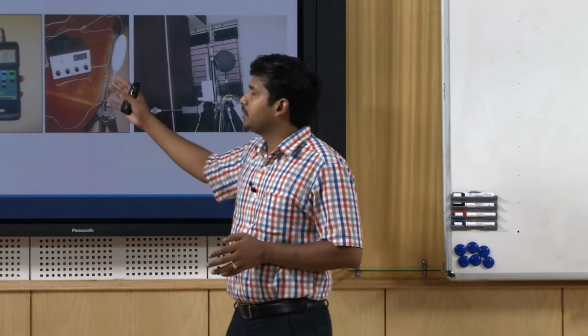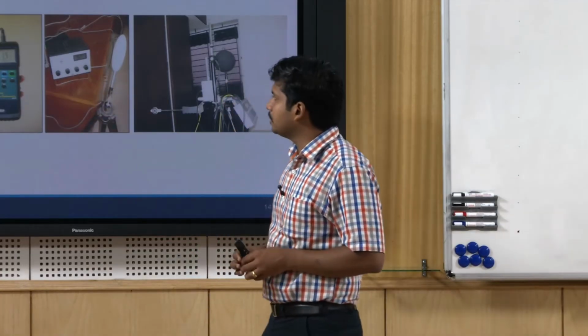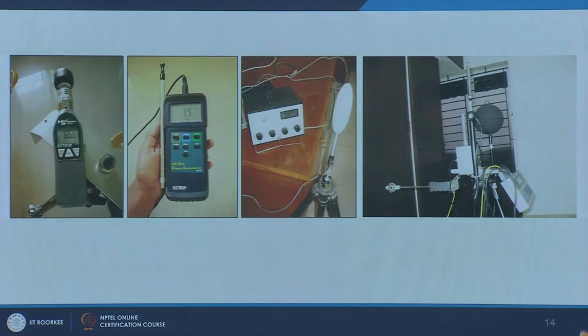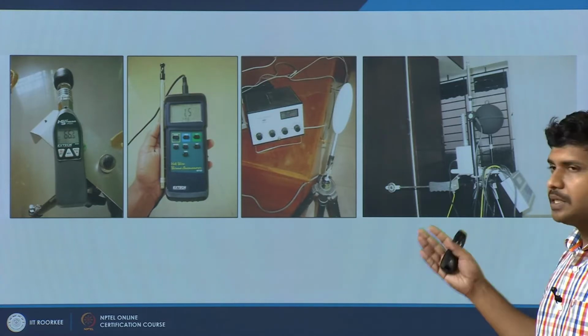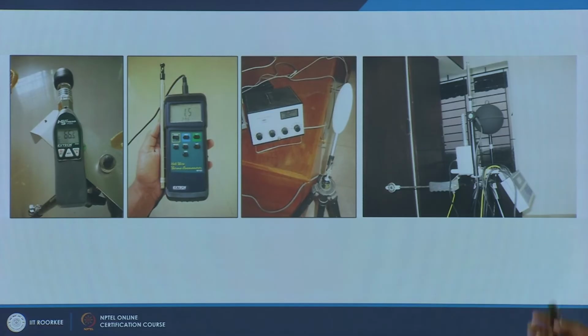It directly gives you +3 to -3 if you set the metabolic activity and the clothing insulation. This is one of the very fine instruments which, even though it has been in use for the past 30 years, is still being updated.